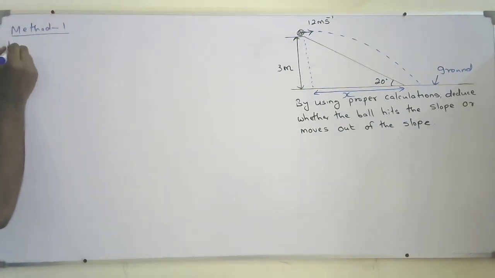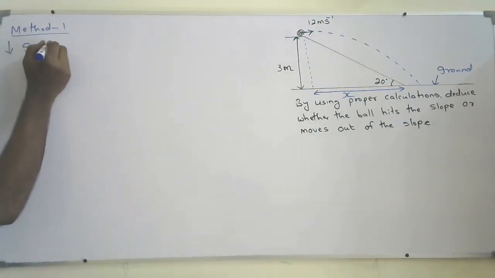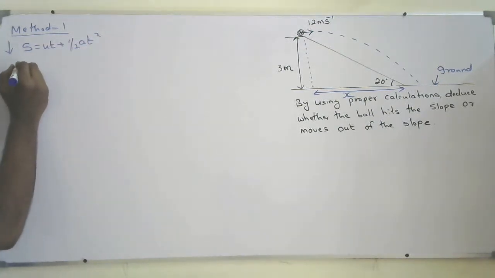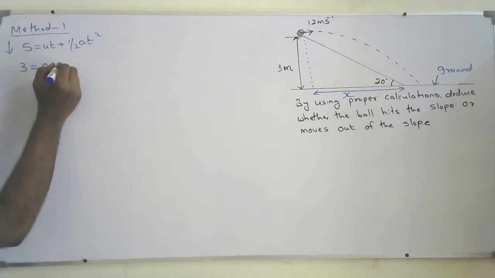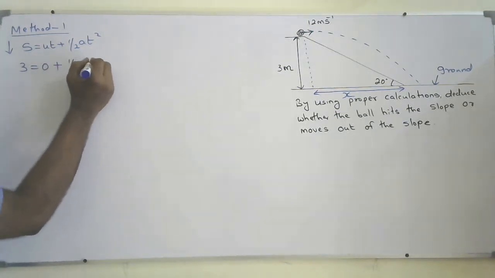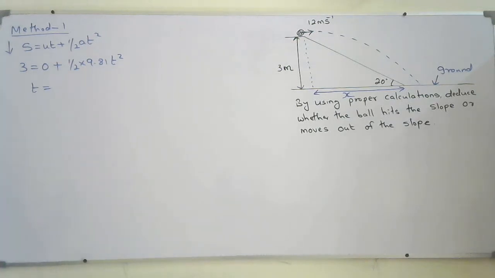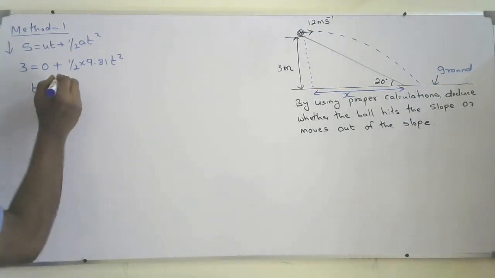Okay, so vertically downwards, S equal ut plus half at squared. The ball was projected horizontally. So the vertical displacement is 3, initial vertical velocity is 0, half into 9.81 t squared. Find the time taken. That will be equal to 0.782 seconds.